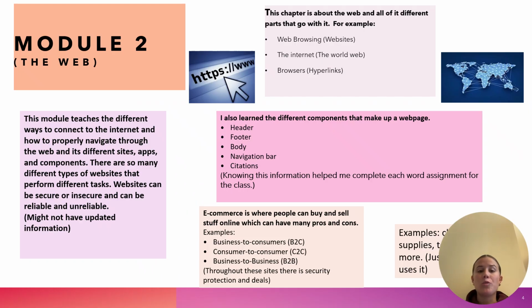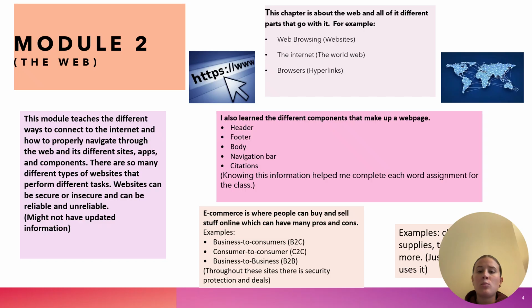Module 2 is about the web. This module teaches different ways to connect to the internet and how to properly navigate through the web and its different sites, apps, and components. There are so many different types of websites that perform different tasks. But websites can be secure, insecure, and can be reliable and unreliable. An example of unreliable might be that the site doesn't show updated information or it does not have reliable sources.